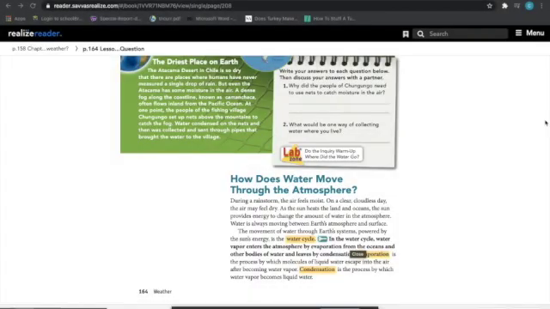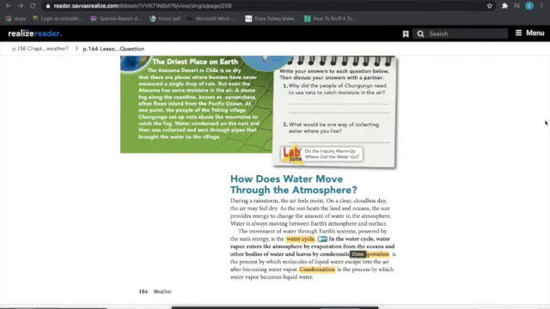So how does water move through the atmosphere? During a rainstorm, the air feels moist. On a clear, cloudless day, the air may feel dry. As the sun heats the land and oceans, the sun provides energy to change the amount of water in the atmosphere. Water is always moving between Earth's atmosphere and surface. The movement of water through Earth's systems, powered by the sun's energy, is the water cycle. So it's key to remember that the sun is driving all of these processes.